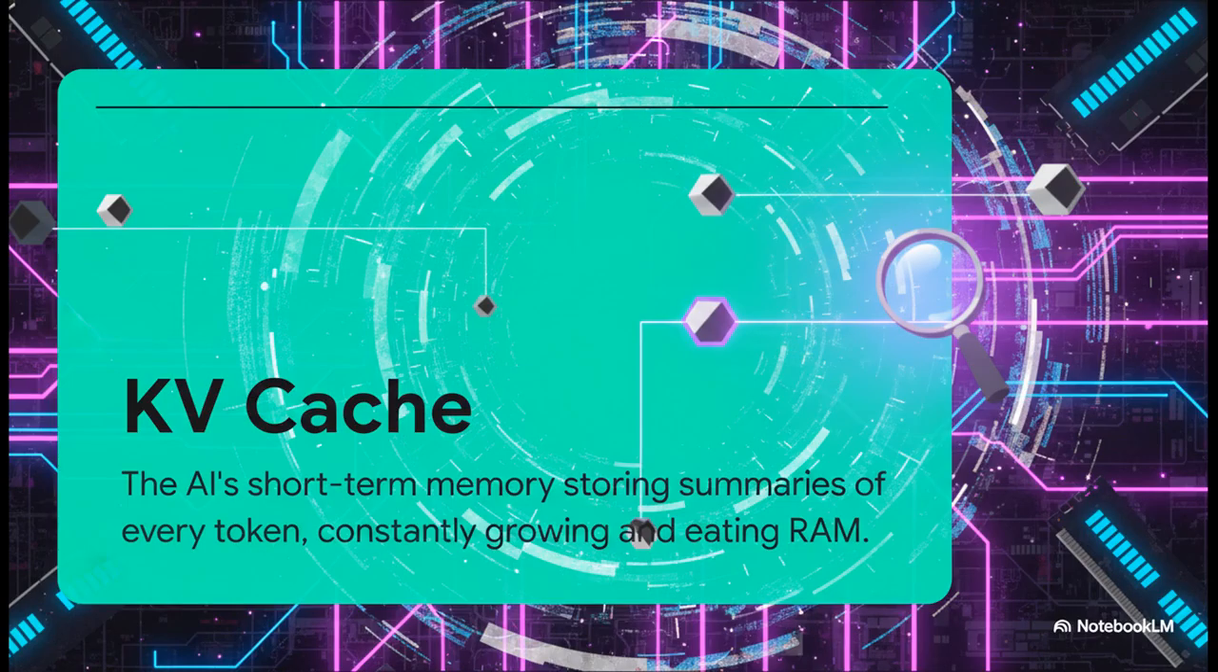Think of the KV cache as the AI's short-term memory. When you feed an AI a super long prompt, it doesn't reread the entire conversation from scratch every single time it generates a new word. Instead, it stores these mathematical summaries, called key-value pairs, of every single token it reads. And as your conversation gets longer, this cache silently and aggressively chomps up your system memory.